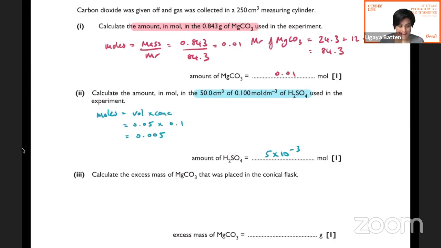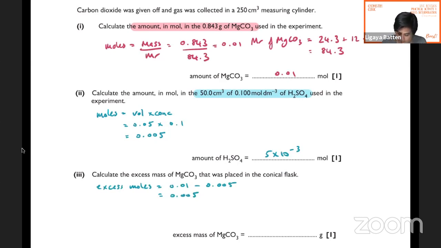So to figure out the excess mass, we need the excess moles first of all. So that's going to be 0.01 from question 1 minus 0.005 from question 2, and that gives us 0.005. So because of the 1-to-1 ratio, we actually have twice as much in terms of moles of the MgCO3 compared to the H2SO4, which means we're going to have this extra 0.005 moles left over.